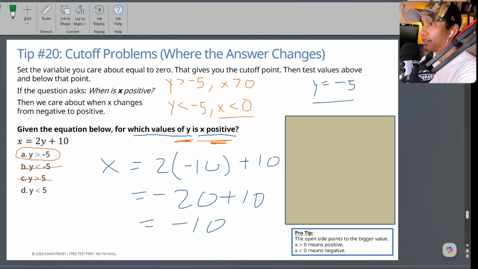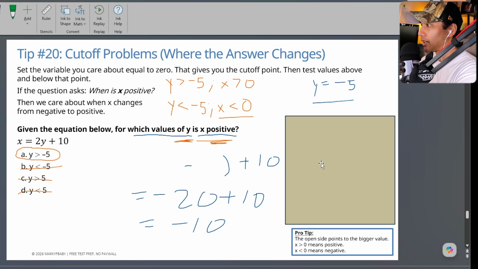So that's why D is wrong, and the only one that fulfills this caveat, which values of y is x positive, is A, and I proved that in the first example. So there you have it.